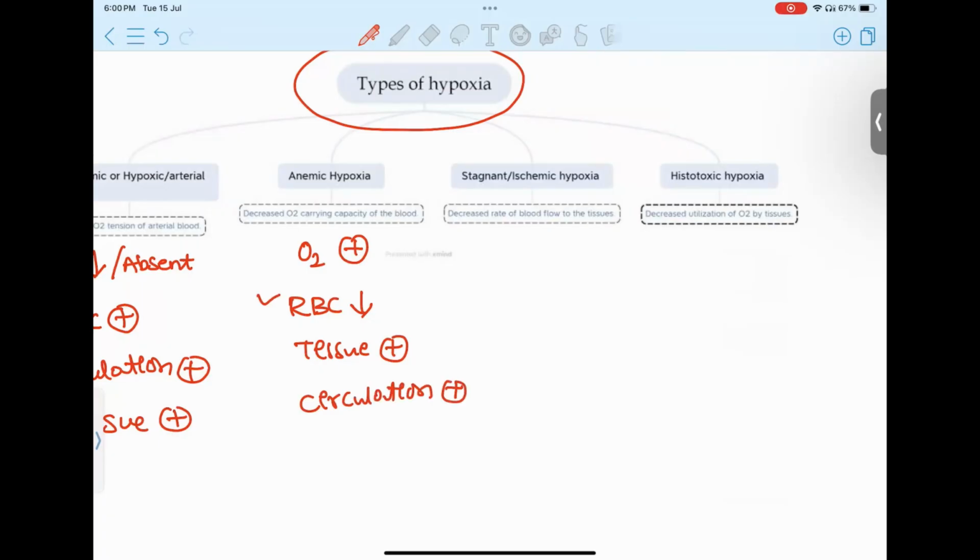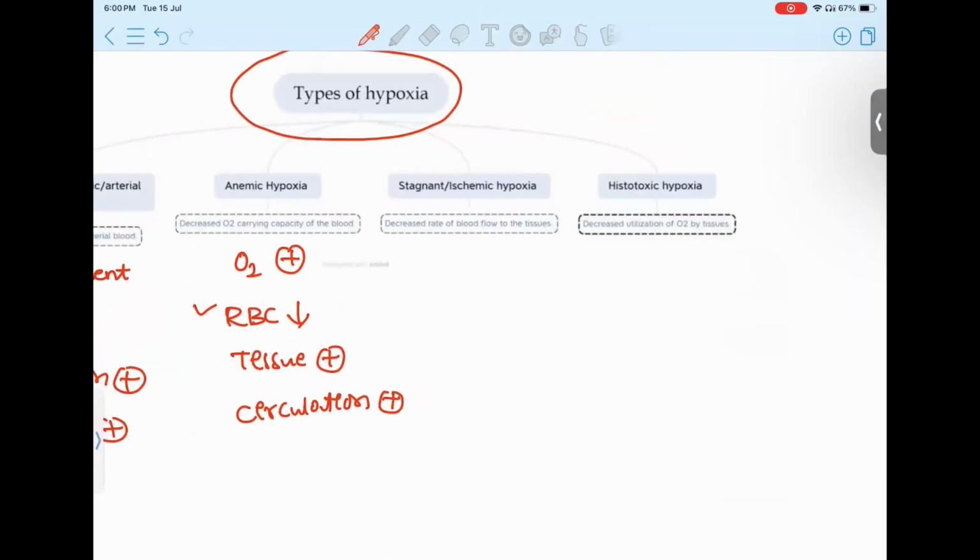The lack of RBC is causing the anemic hypoxia. Next, stagnant or ischemic hypoxia. What is happening in ischemia? Basically, O2 is present. It can reach everywhere. RBC can travel through the circulation. Tissues can get there properly with the RBC and the oxygen. But what is lacking is the circulation.